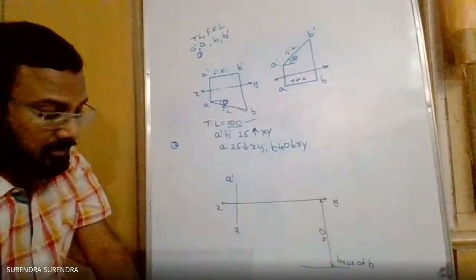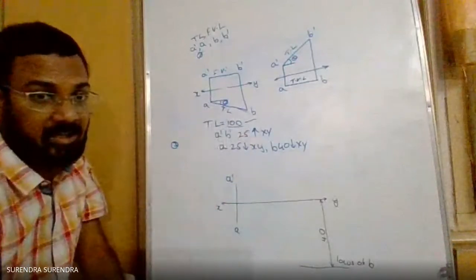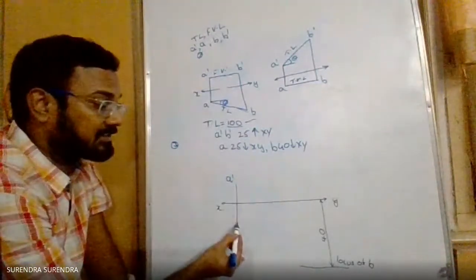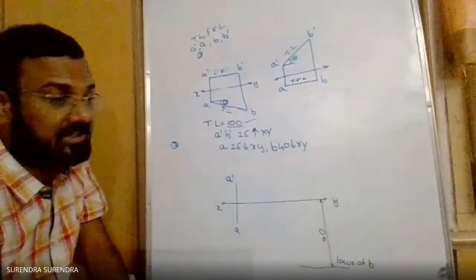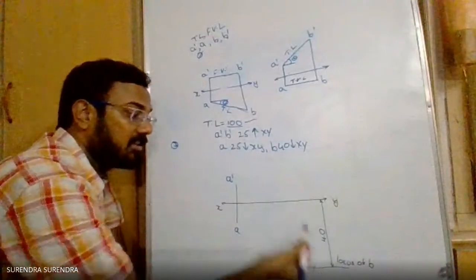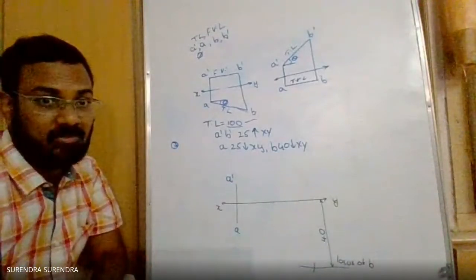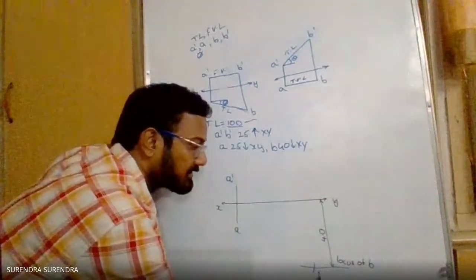Now after drawing the parallel line, as we know the true length is 100 mm, with A as center and radius equal to 100 mm, draw an arc on this line. Now this point is B.